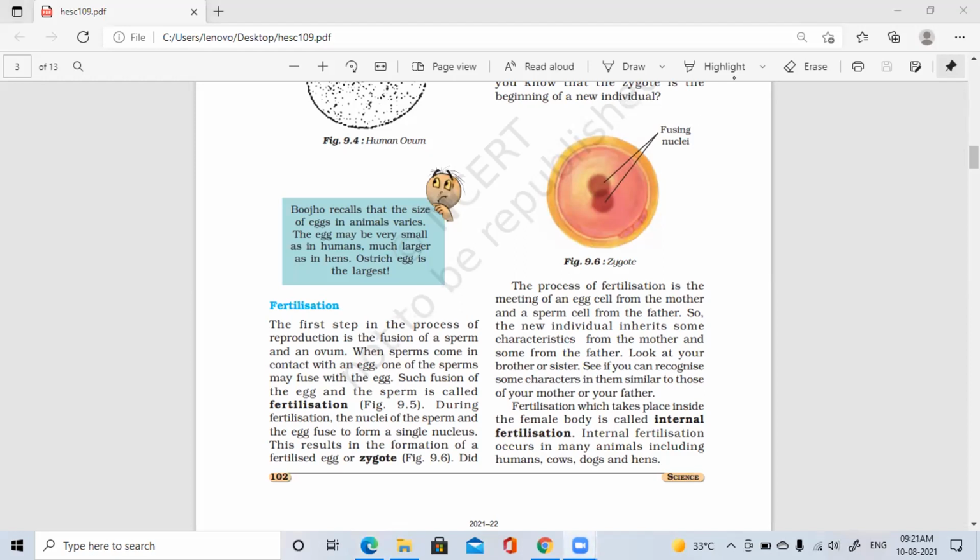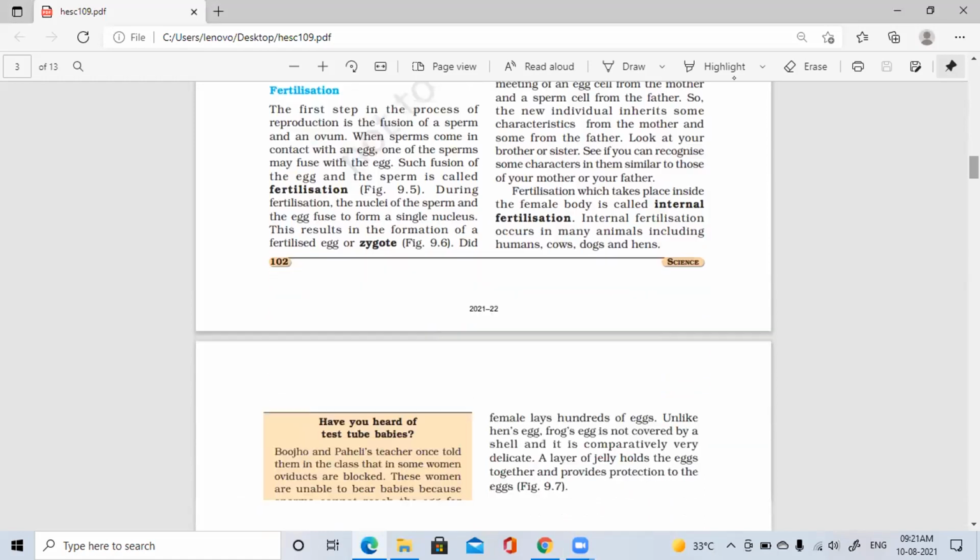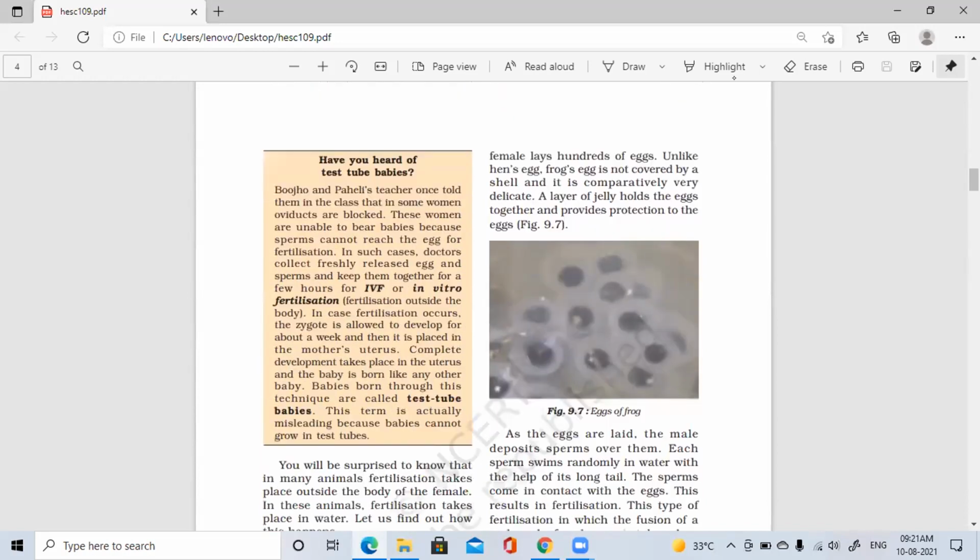When it takes place inside the female body, it is internal fertilization. Like in human beings, cows, dogs, hens, they all reproduce by internal fertilization, right?